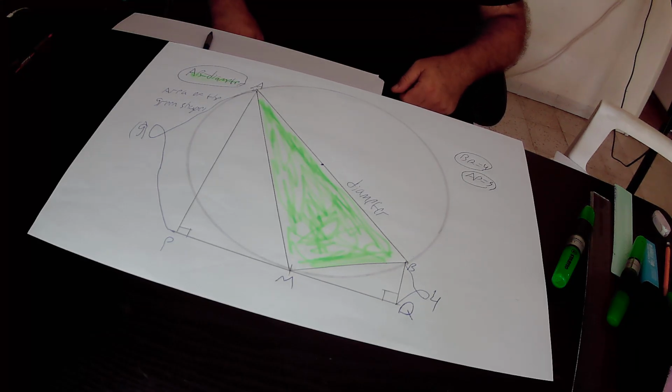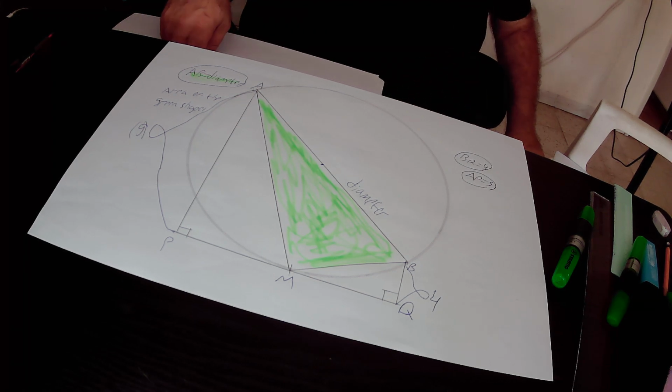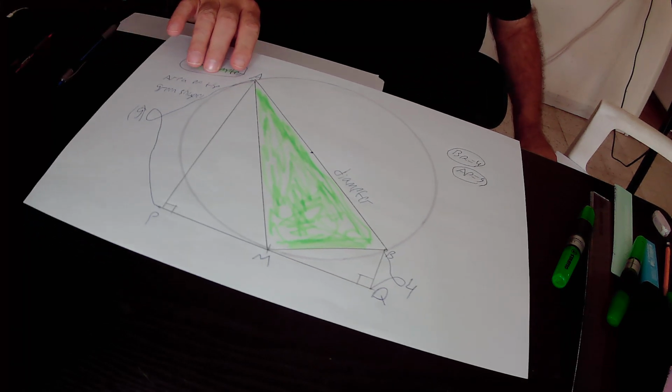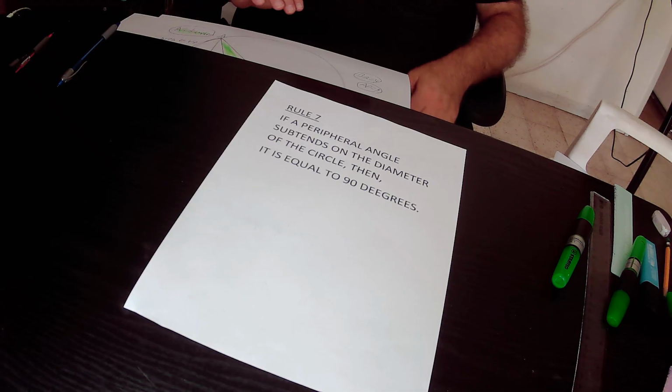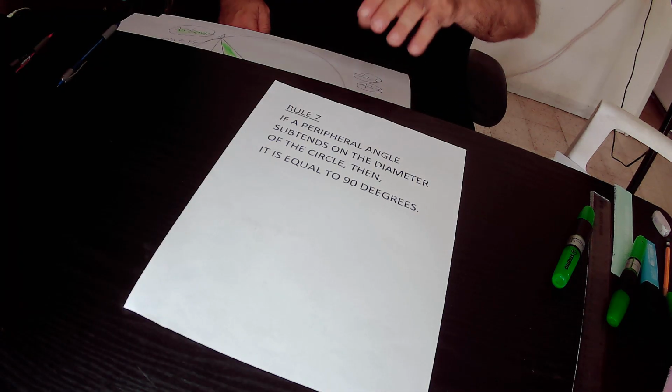So first of all, we can implement rule 7 in our drawing. So please go to rule 7. According to rule 7, if a peripheral angle subtends on the diameter of the circle, then it is equal to 90 degrees in its size.